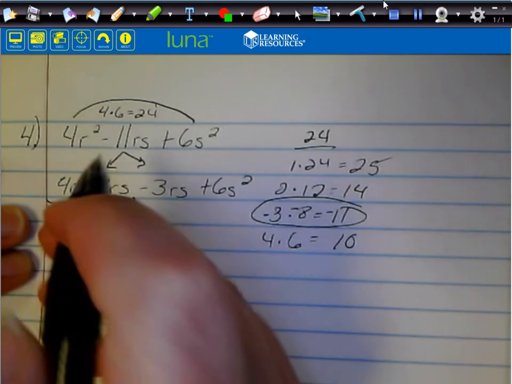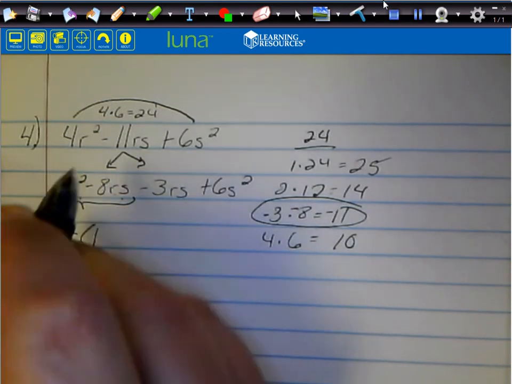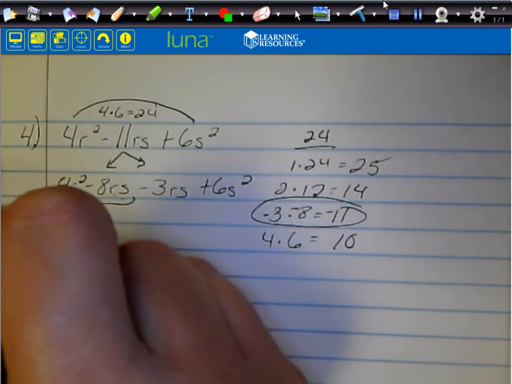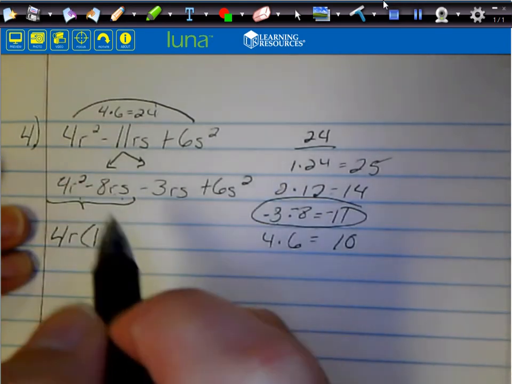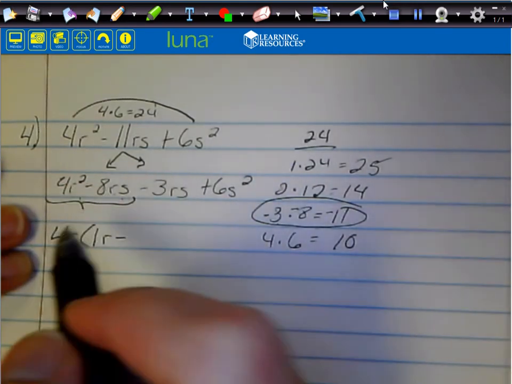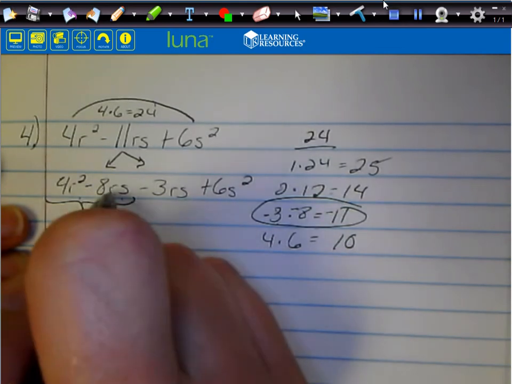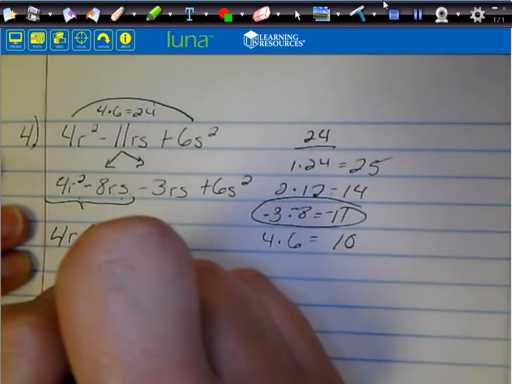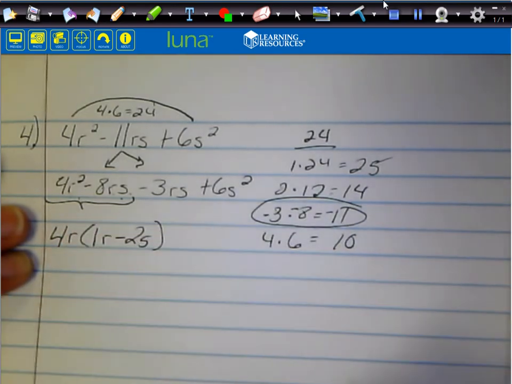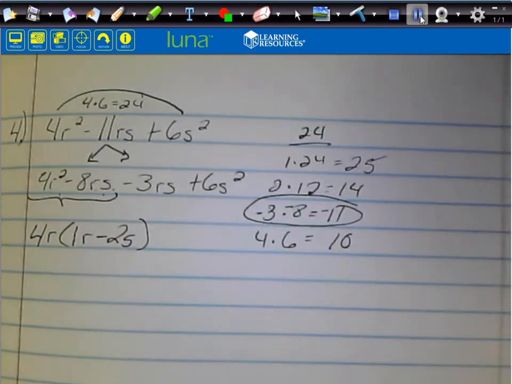So I'm going to say 4 divided by 4 is 1. I had 2 R's and I took one of them out, so I have 1 left. Minus, and then I'm going to say I have 8 divided by 4 is 2. There's an R, but I took that R out right here. So I have an S left, because again I couldn't get rid of that S. So then I'm going to close my parentheses.